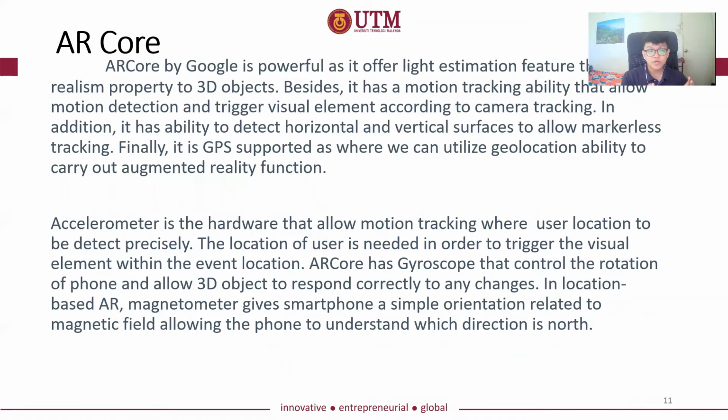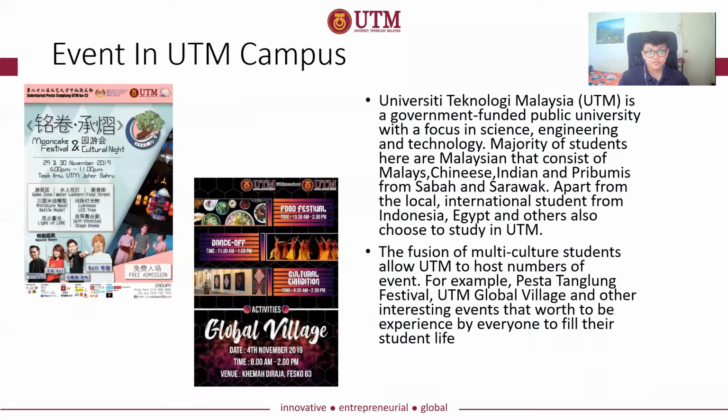So in this project, we use ARCore as the software development kit. ARCore by Google is powerful as it offers a light estimation feature that enhances the realism of 3D objects. Besides, it has motion tracking ability that allows motion detection and triggers visual elements according to camera tracking. Using ARCore, this project can be developed as it has features that can enhance the usability of the project.